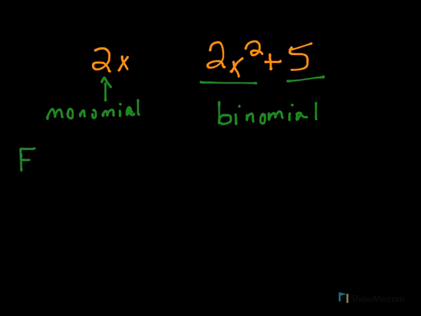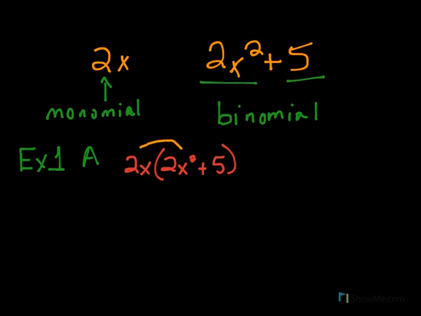So here we go. Let's multiply these things. Example 1a. Let's multiply 2x times 2x squared plus 5. We want to do that. Well, you could recall from fifth grade, maybe eighth grade, the distributive property. Distributive property means that whatever is outside, you have to multiply times the first term and then times the second term.